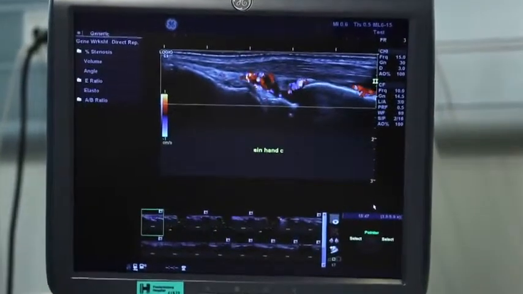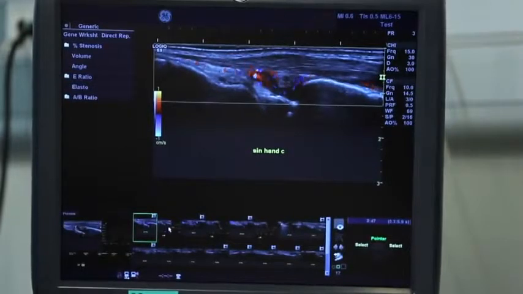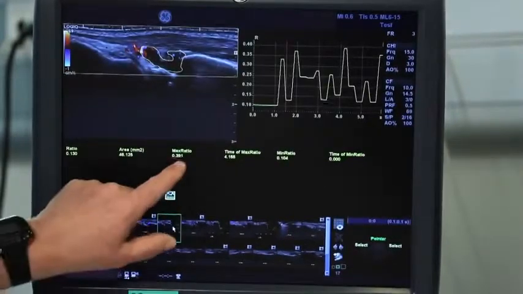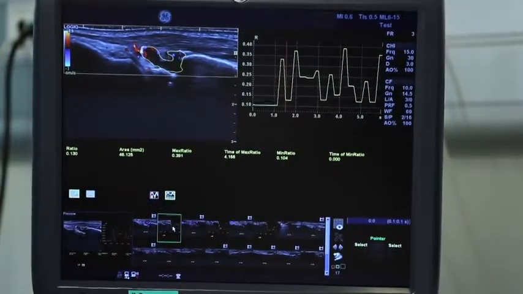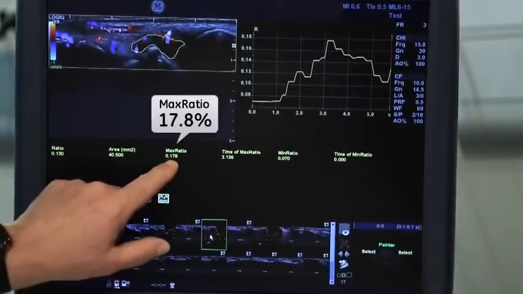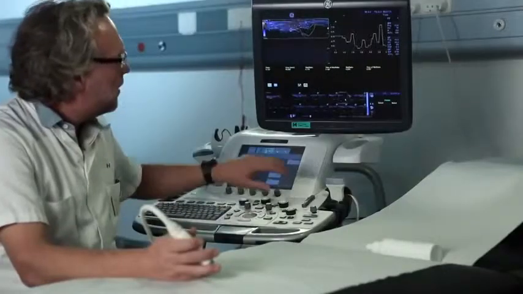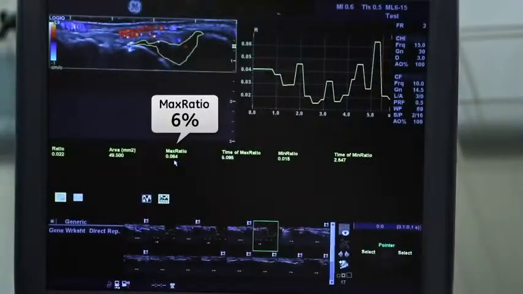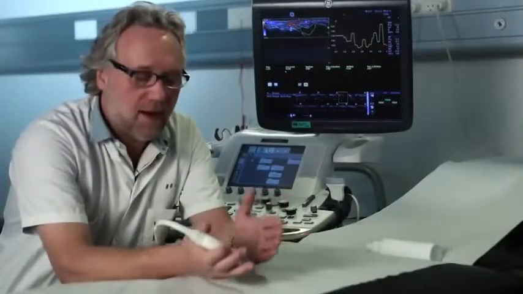So I call up her scanning from the central portion of the wrist, and you can see the Doppler activity, and then the color quantification here shows that it was 39% in the central portion of the wrist. I call up her thumb side of the wrist, 17.8%, and her little finger side, 6%. So the patient has responded extremely well to treatment, and I will not continue injecting her with steroid.